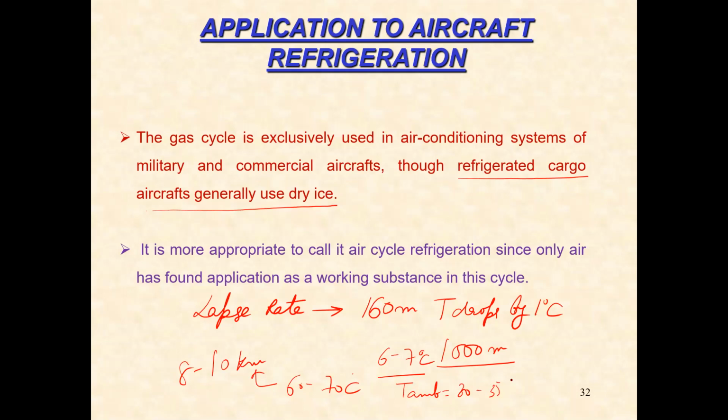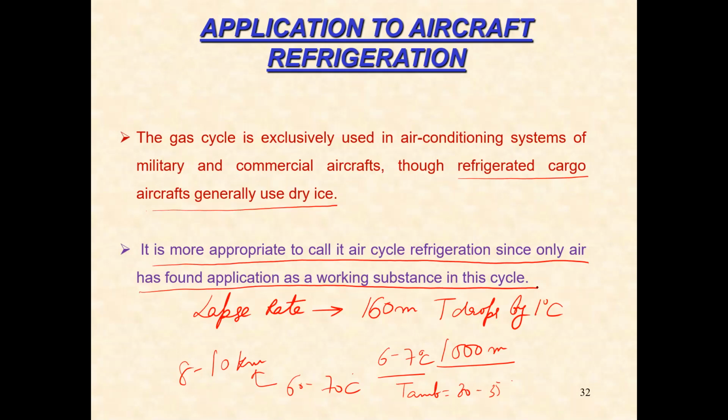Okay, what is written here? It is more appropriate to call it air cycle refrigeration since only air has found application as a working substance in this cycle. So basically in gas cycle we are mainly using air as the refrigerant. So that is why sometimes we also call it the air refrigeration cycle. Now once again coming back to the same question, let me move over to the next slide, then I will explain why we are going for the air conditioning of the aircraft even though there is a lot of cold air which is available to us outside.